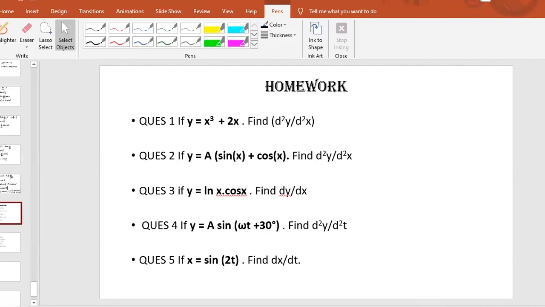If it is 2 sin x, then it is a constant multiplied with the function. Constant multiplied with function means what? Take the constant outside and differentiate sin x. That would be 2 cos x only. Simple. If it is sin 2x, then it would be cos 2x into 2. In this, 2 sin x means 2 cos x only. But if it is sin 2x, it would be cos 2x into 2.